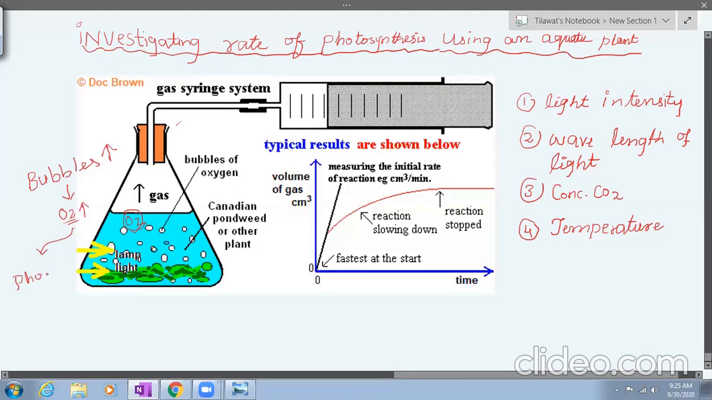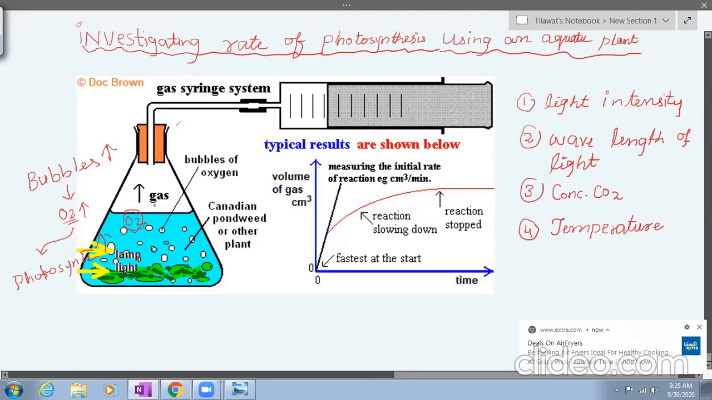Now, if we have fewer bubbles, it means the rate of photosynthesis is low. By counting these bubbles, we can easily analyze how photosynthesis is going, whether it is increasing or decreasing. But it is very difficult to count these bubbles.